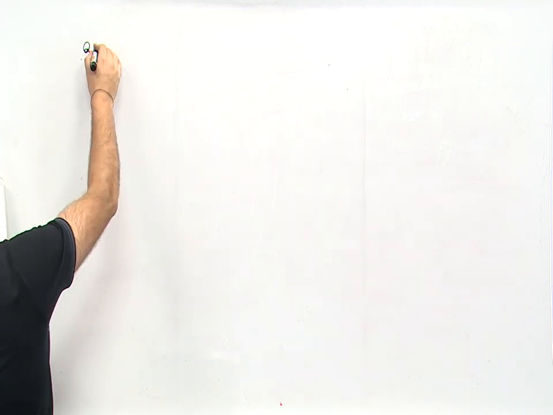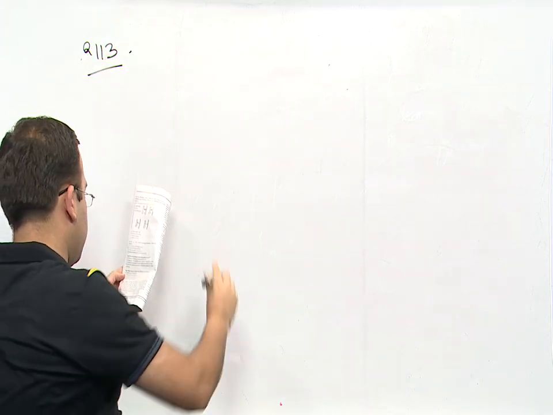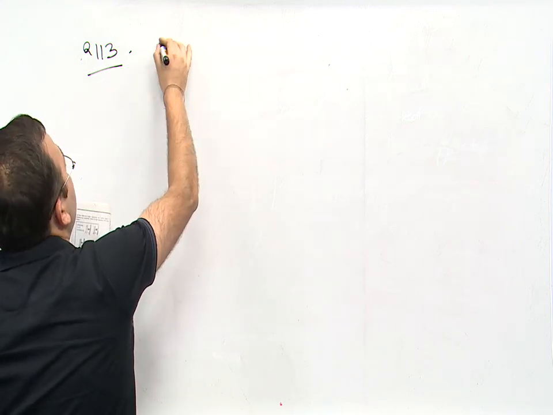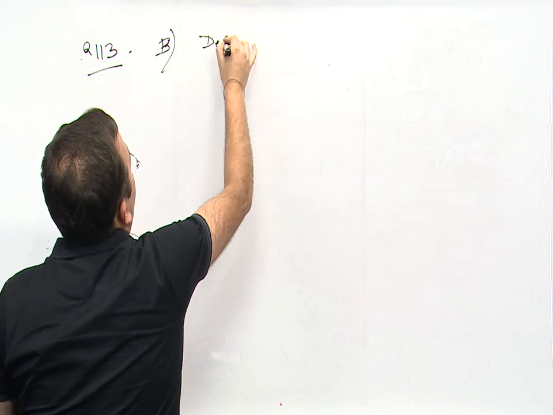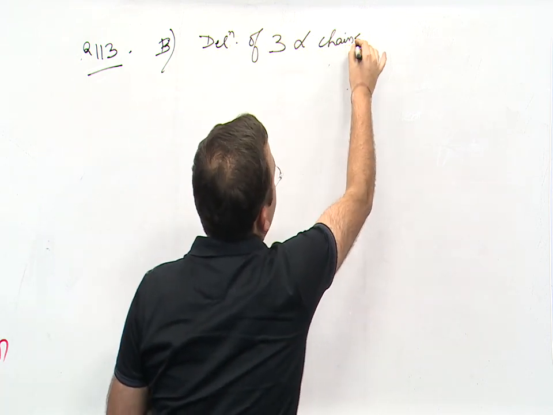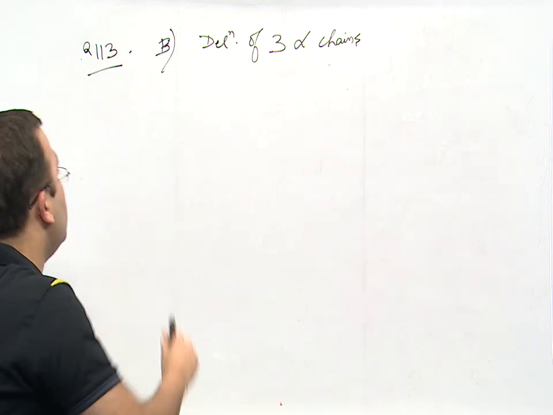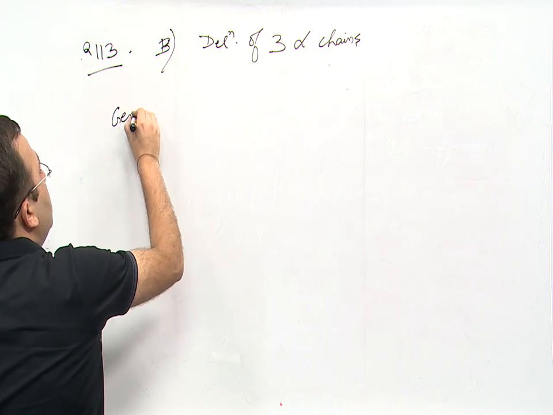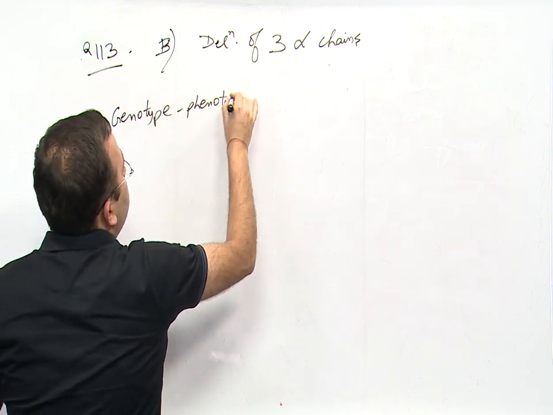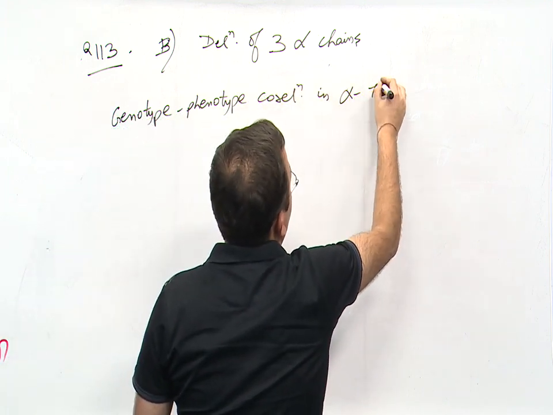This gets us to the next question, question 113. HBH disease. Answer: deletion of 3 alpha chains. This again has been repeatedly asked. So let us see the genotype-phenotype correlation in alpha thalassemia.